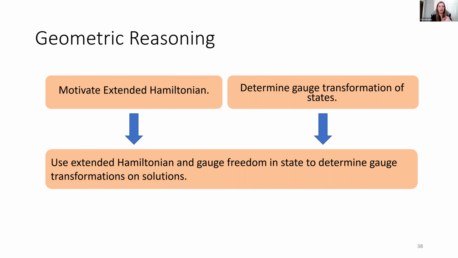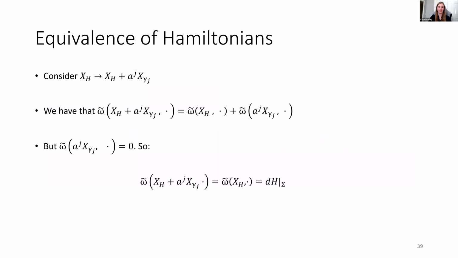So just to see how this goes, first we're going to start with this motivation for the extended Hamiltonian. So let's consider transforming the vector field associated with the Hamiltonian such that now we add an arbitrary combination of the vector fields associated with all of the first-class constraints. But now we can use the fact that the induced two-form acting on the vector fields associated with the first-class constraints, because these are the null vectors, is just equal to 0. To show that the induced two-form acting on this transformed vector field is just equal to the induced two-form acting on the vector field associated with the Hamiltonian, which is just equal to the differential of H on the constraint surface.